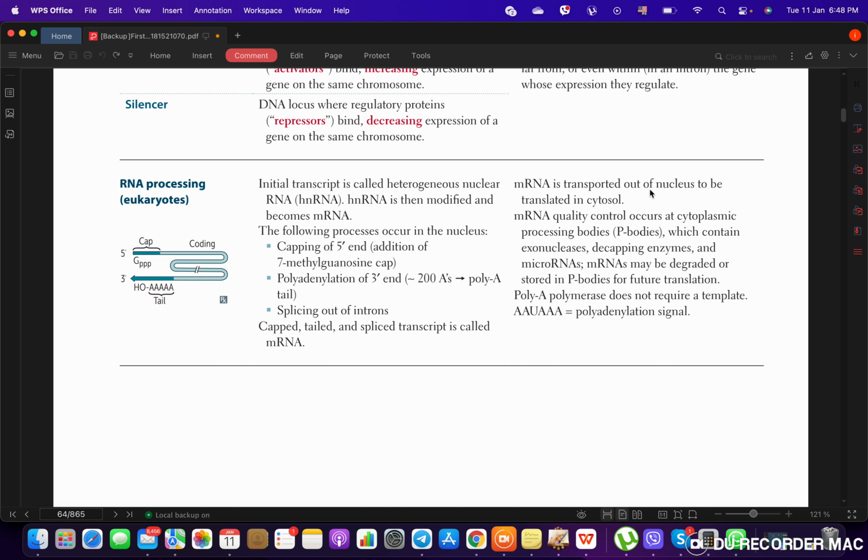Which organelle is responsible for the translation? The ribosome, yes. So the mRNA quality control occurs at cytoplasmic processing bodies, the P bodies, which contain exonucleases, decapping enzymes, and microRNAs. mRNAs can be degraded, and so on.